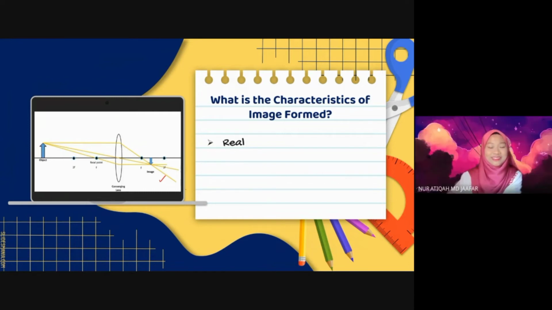Okay, good. First one, the image is real because it formed behind the lens. The second one is diminished, smaller than the object. And the third one is inverted, or downward. Okay?